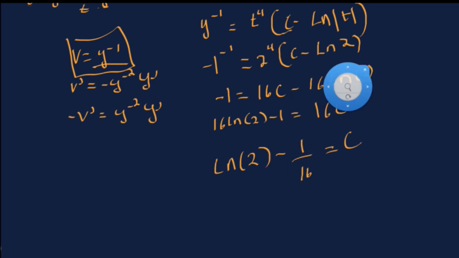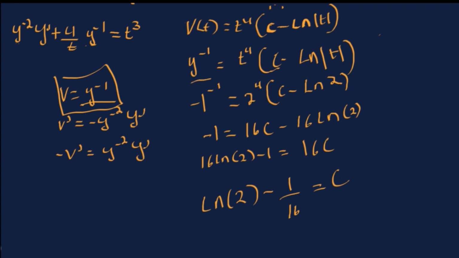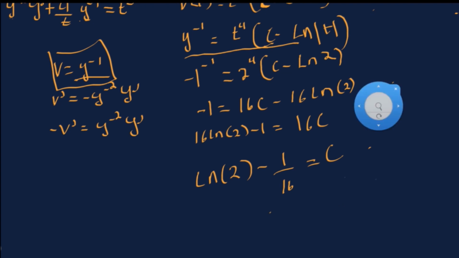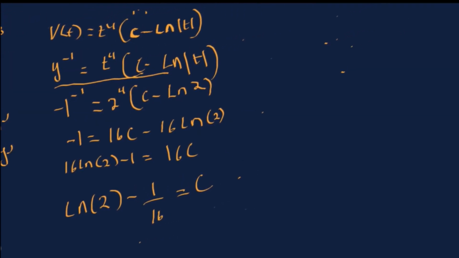So now we can actually plug this value back into our equation and then solve for y. That will give us the particular solution that satisfies the initial condition. When we do that, we get y to the negative 1 is equal to t to the fourth times the natural log of 2 minus 1 over 16 minus the natural log of the absolute value of t.